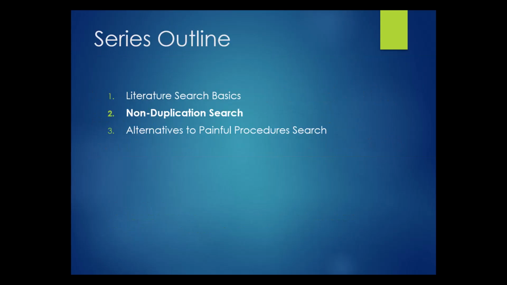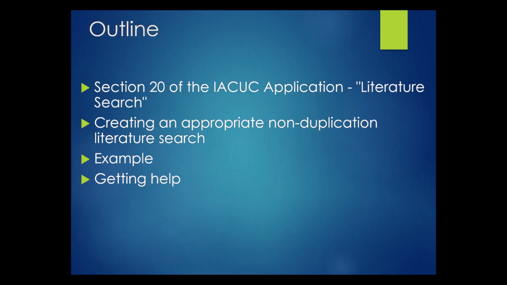Sciences Library. Here you can see a rundown of the topics that will be covered during this series, including the topic for this video, which is the creation of an effective non-duplication search. In the prior video, I discussed some literature search basics. If you've not watched that one, I would recommend doing so, as the concepts covered in that video will be incorporated in this video. In the next video, I'll talk about how to perform a literature search for alternatives to painful animal procedures. Here's an outline of what we'll be discussing in this video.